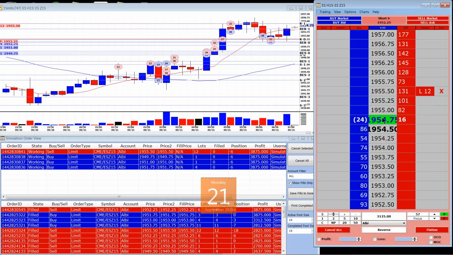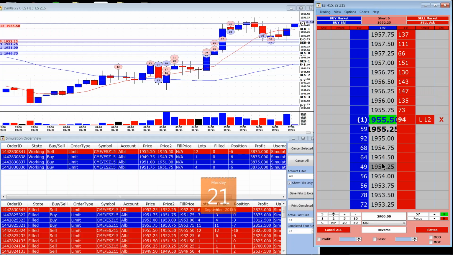$12.50 for each tick represents $50 for each point. So if it goes from 1954 to 1955, that's $50 when you're trading the ES or the S&P E-mini.